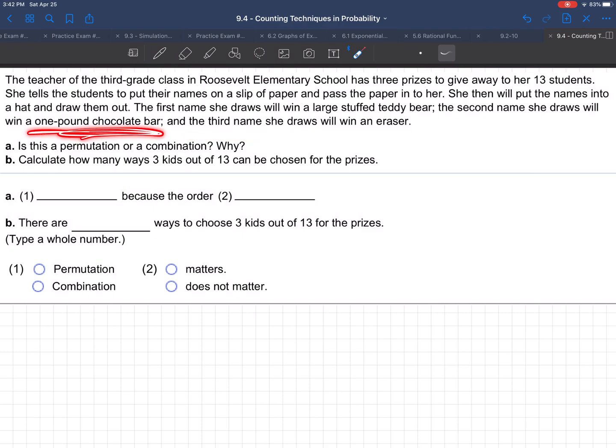I would want the chocolate bar. But let's see what's going on here. The question is, is this a permutation or a combination, and why?